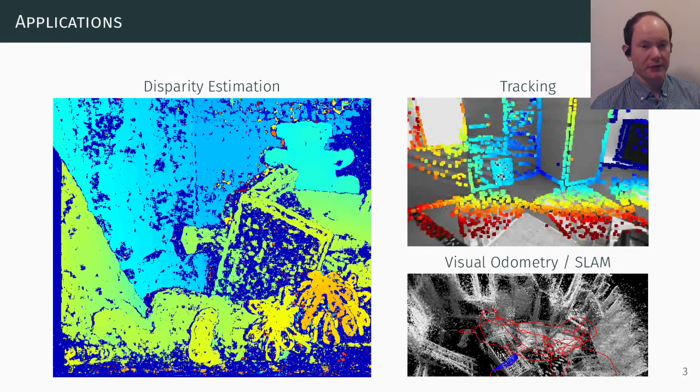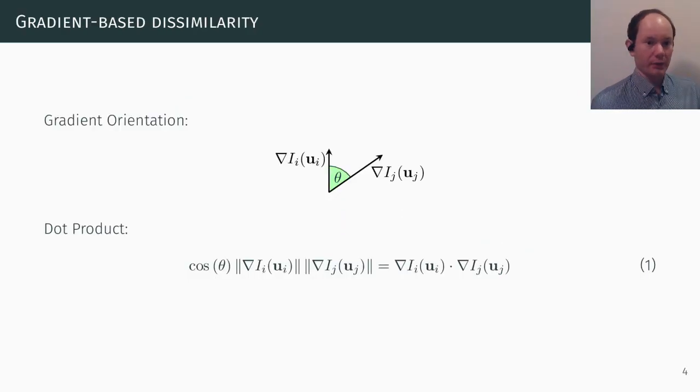Our gradient-based similarity measure allows us to obtain more accurate disparity maps and increases the accuracy in direct image alignment for tracking without the necessity for laborious compensation. The key insight is that gradient location and orientation are much more resilient to appearance changes. We express the gradient orientation by its relation to the vector dot product.